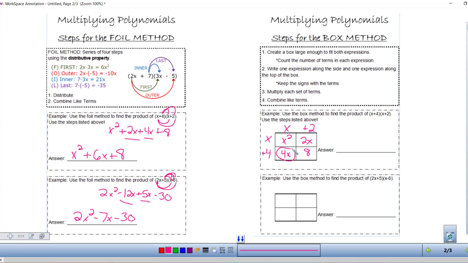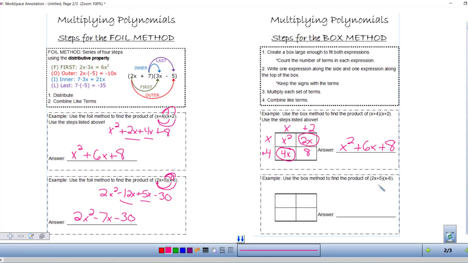I can see that these two are like terms. I'm going to put x squared first because it has the biggest exponent. Add these together to get 6x and then our constant plus 8. I get the exact same answer. It just depends on how you like to organize your work.